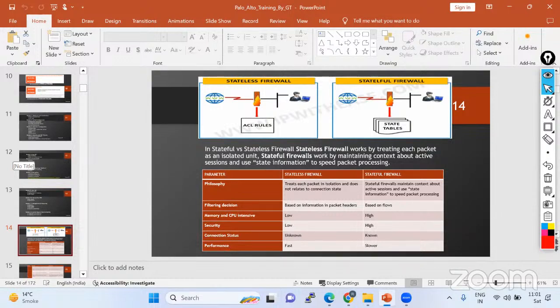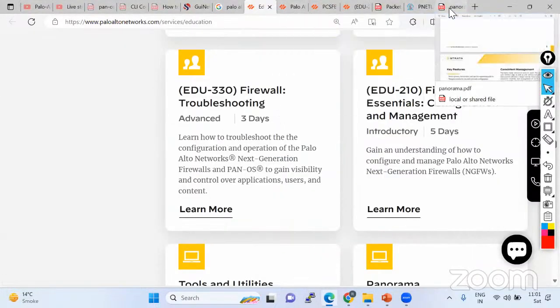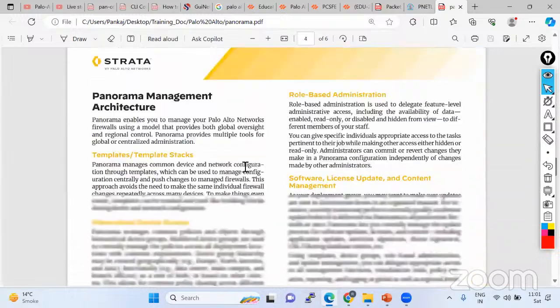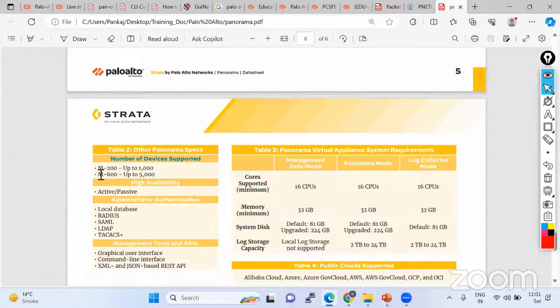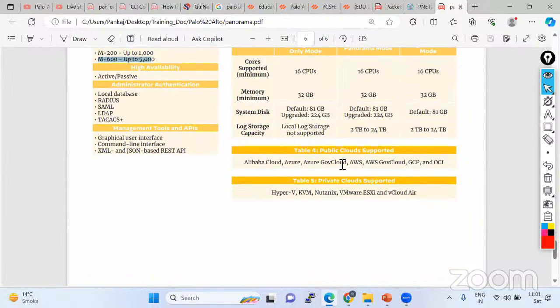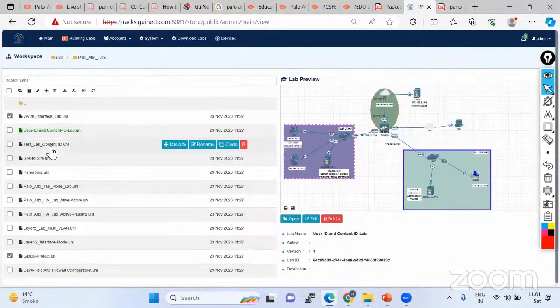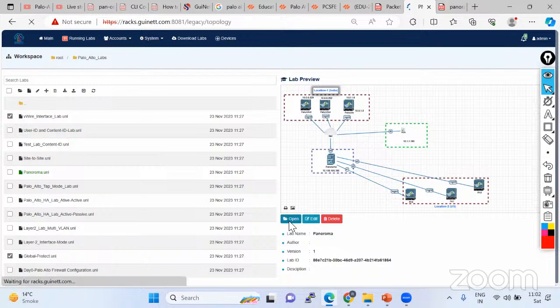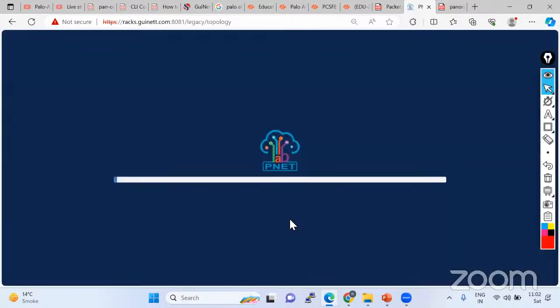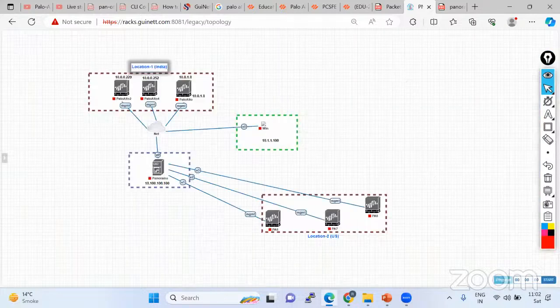Panorama. We are working on Panorama also. But I don't know, sir, whether Panorama is a device or an application. Panorama is a device, a hardware or software device. It's similar to the firewalls. They come with models, let me show you, like the M200 and M600, and it can also be supported in the virtual environment. So it's not an application. In our lab scenario, you can see it's virtual. Think about it like a firewall, but it has a different way of working. Got it. Thank you, sir.